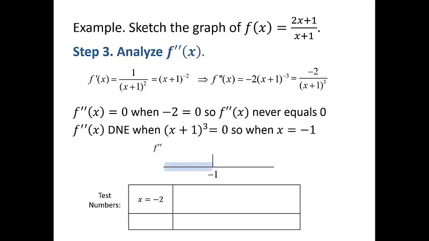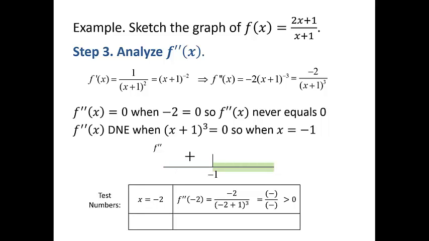Now again, we need to pick a test number from each interval. For the first interval, let's stick with that x equals negative 2. F double prime of negative 2 is negative 2 divided by negative 2 plus 1 cubed. So we have a negative number divided by a negative number. Altogether, this is positive. And so f double prime of negative 2 is positive. And so our second derivative is positive on the interval consisting of all numbers smaller than negative 1.